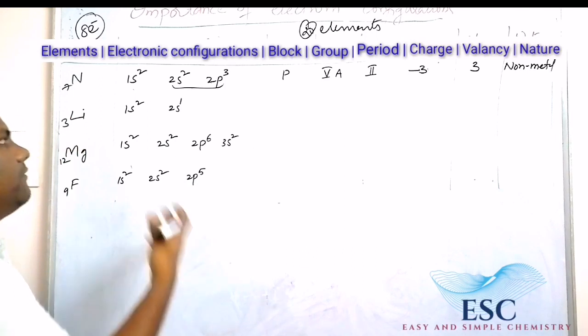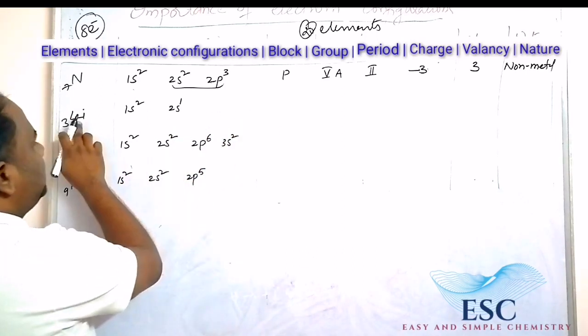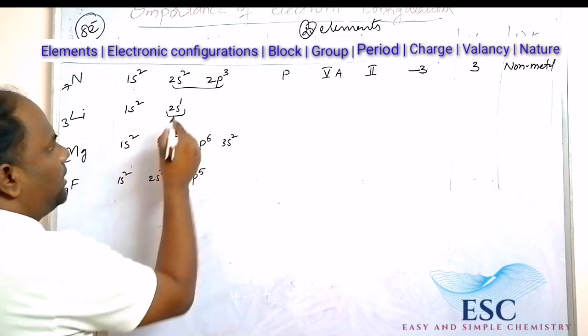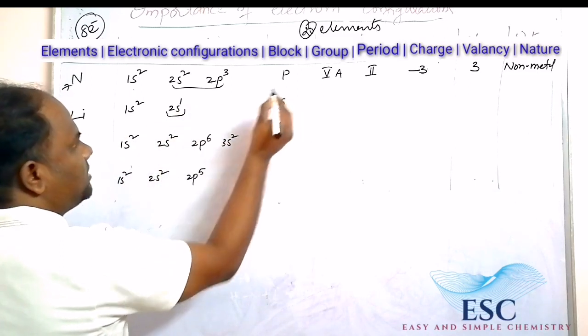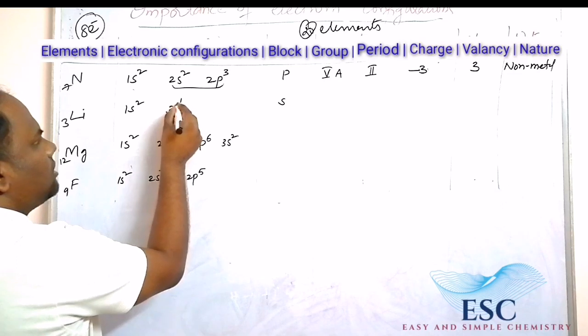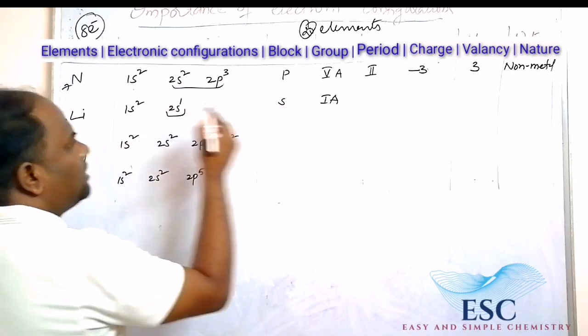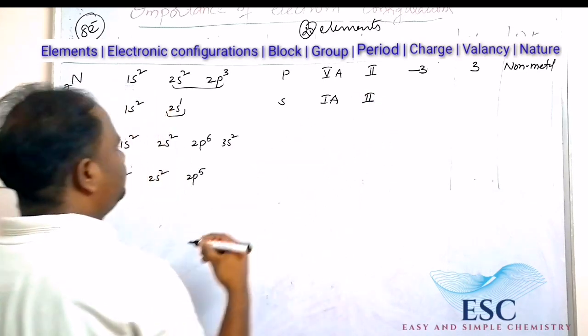Okay, we are going to another example. Lithium. Lithium configuration 1s2, 2s1. The last orbital is the s orbital. S orbital means s block elements. The number of electrons in the valency shell is only 1. That is also a first A group element. The last number is 2. That is the second period.